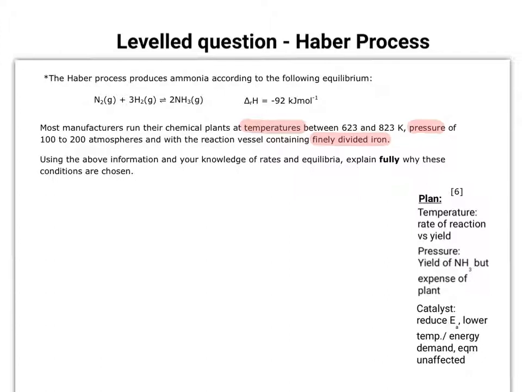Moving on to pressure, the yield of NH3 is going to be quite high, but at the expense of the plant. So what that means is the actual industrial plant that's built to withstand such pressures is expensive and can be dangerous if there's a leak. So the catalyst is there to reduce the activation energy, which means that it works at a lower temperature, so the energy demand of the reaction can be reduced, but the equilibrium is unaffected.